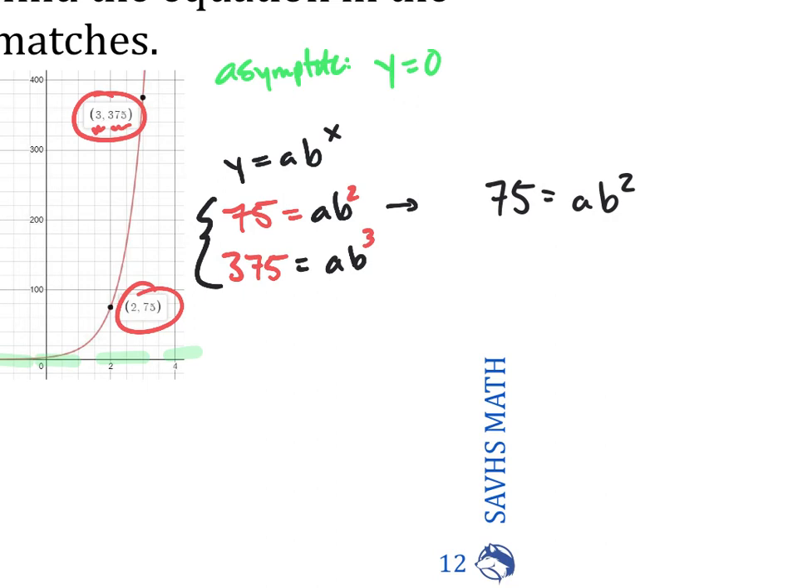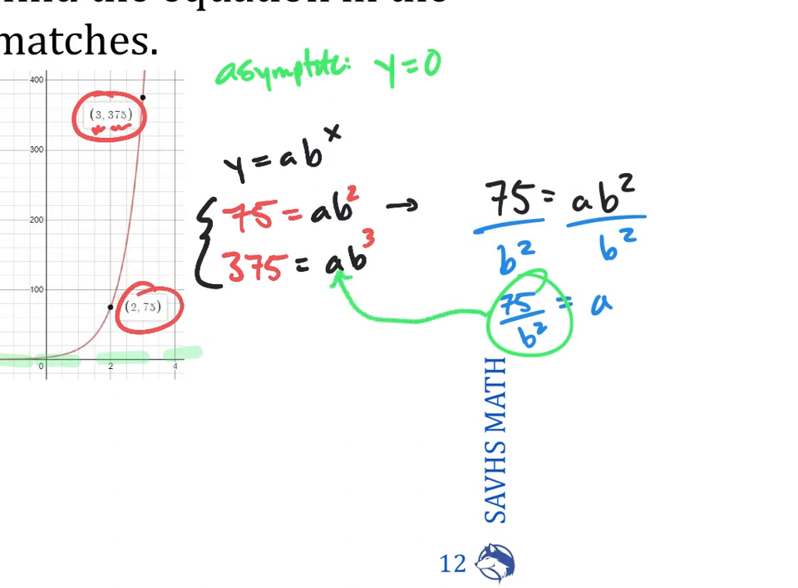This is a little bit weird. Let's divide both sides by b squared, because I'm thinking, okay, if I do that, then I'm going to get a on its own over here. A is 75 over b squared. And then you can take a substitution and put this into the other equation where you see it. So now we have 375 equals 75 over b squared times b cubed.